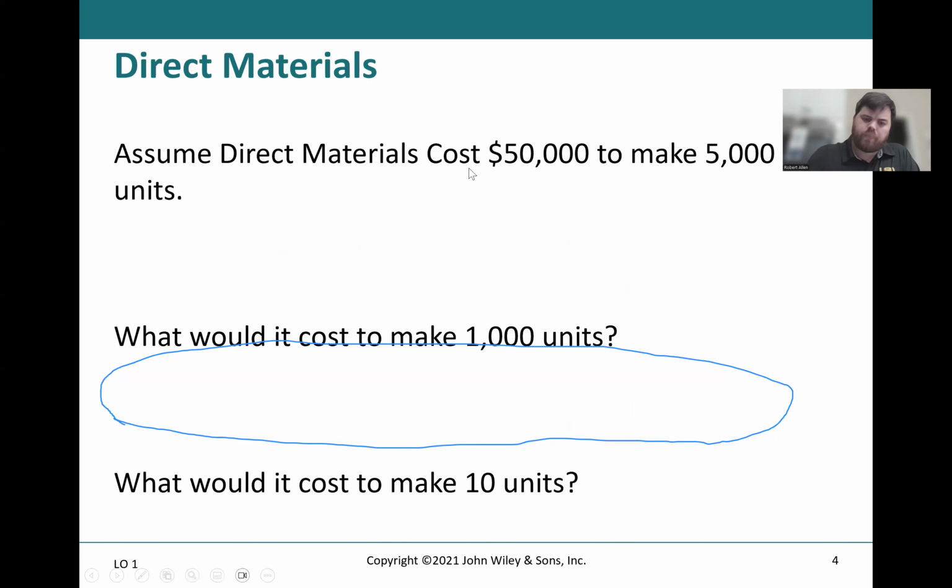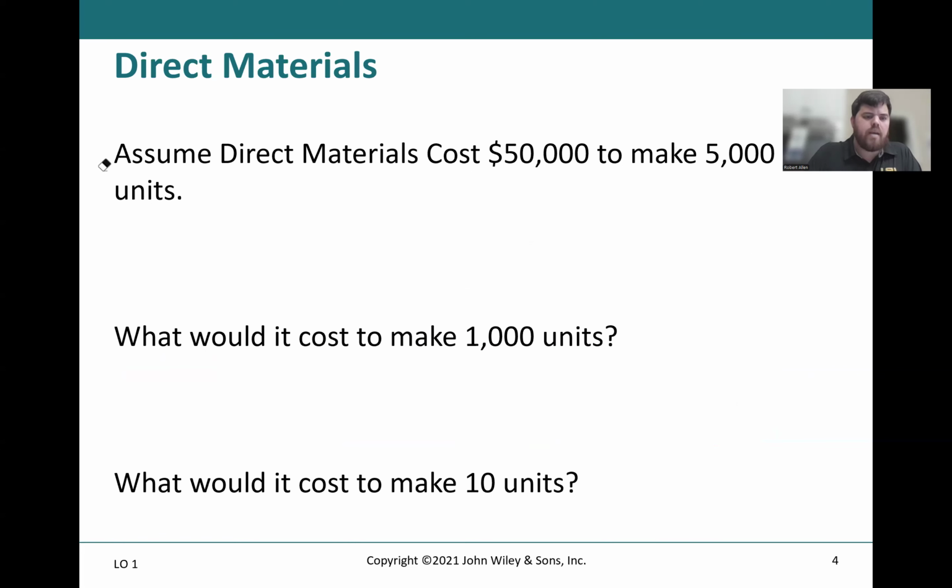So here we go. In this case, I need to delete the annotations real quick from the last slide. They say, assume we have direct materials that cost $50,000 to make 5,000 units. And they want to know what it would cost to make 1,000 units or to make 10 units. So this right here, where we know the cost for a specific level of production, is what we call a fixed budget.